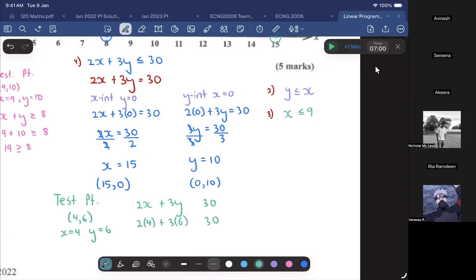We'll see. What is 2 times 4? 8. Right. And what is 3 times 6? 18. So what is 8 plus 18?